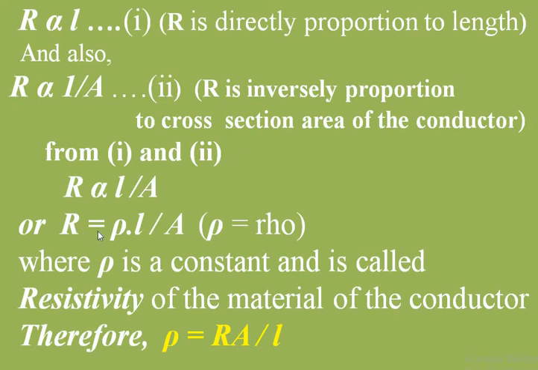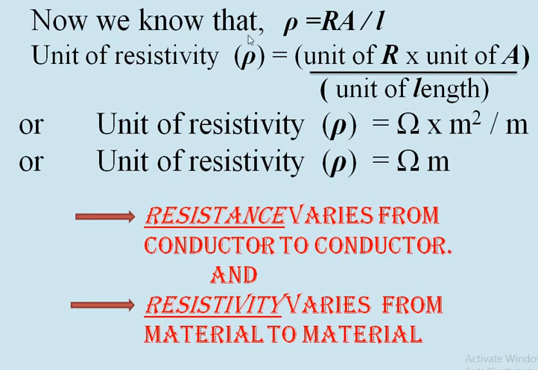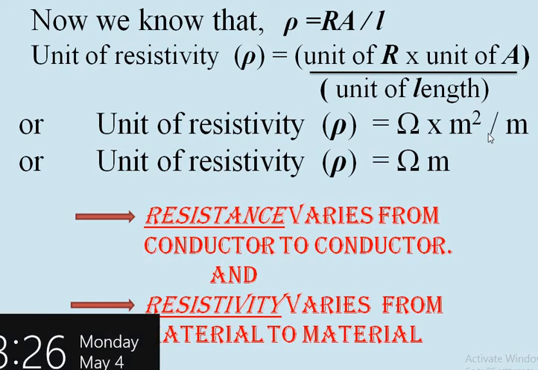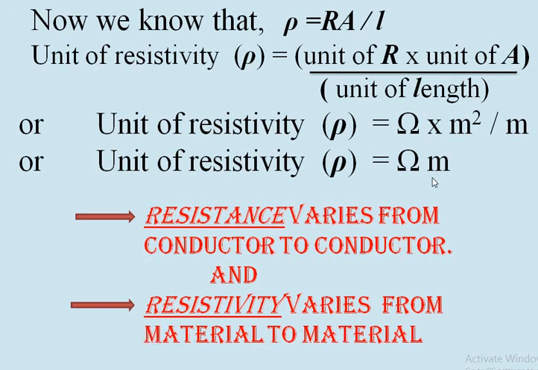Using the relation R is equal to rho L by A, we can get the relation rho is equal to RA by L. Using this relation, we can get the unit of resistivity. So resistivity's unit will be equal to unit of resistance multiplied by unit of area and divided by unit of length. By putting the values, it will be ohm meter square by meter, that will come equal to ohm meter.